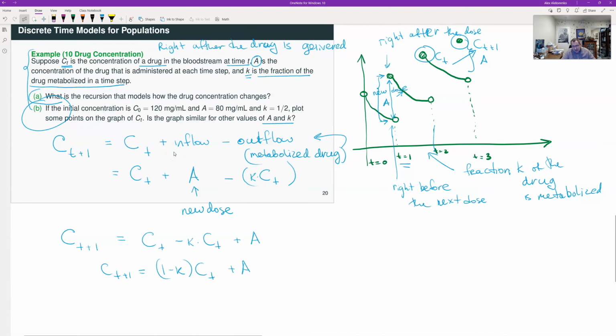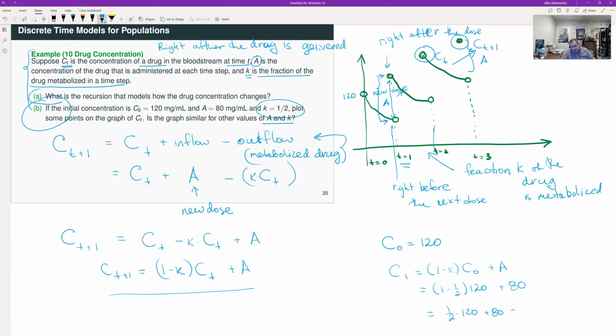So we have specific values. Our initial concentration at time zero is 120. So here we go, C0 is 120. To find C1, we need to use our recurrence relation. In particular, C1 equals (1 minus K) times C0 plus A. As the book suggests here, K is 1 half, so it's going to be 1 minus 1 half. C0 is 120, and A is 80. We put it together, it's going to be 1 half times 120 plus 80. So the first term is 60, the second term is 80, you get 140. All right, so that's C1.